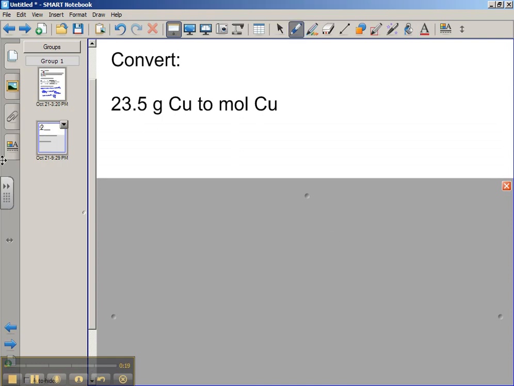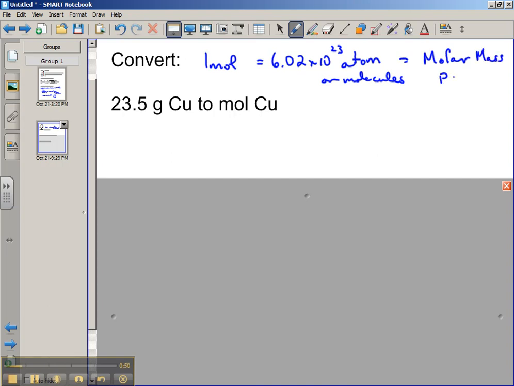When I have a mole conversion, I have to remember this. 1 mole of any substance has 6.02 times 10 to the 23rd of that substance, either atoms or molecules, depending on if it's an atomic substance or a molecular substance. And that equals the molar mass, and that comes from the periodic table, and that's in grams. So those are my conversion factors.